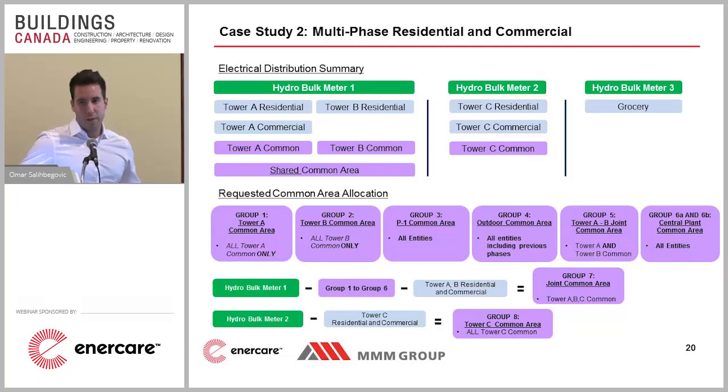We have a second bulk meter that's metering tower C, so these guys aren't so bad. They have their one bulk meter metering their commercial, residential, and common area spaces. Okay?